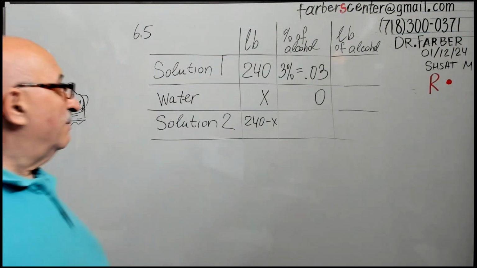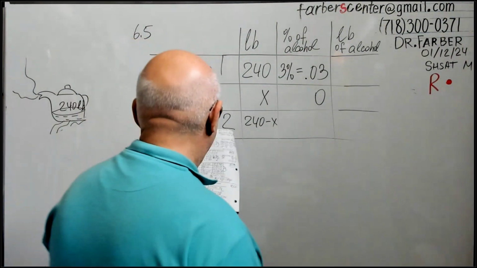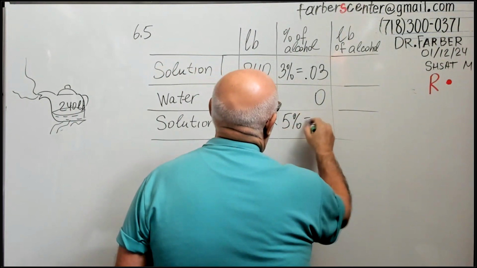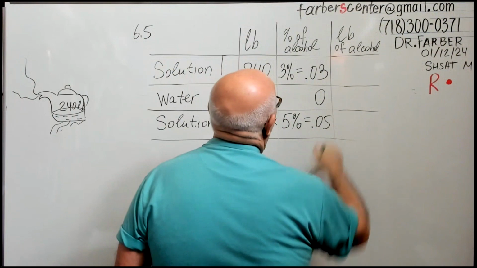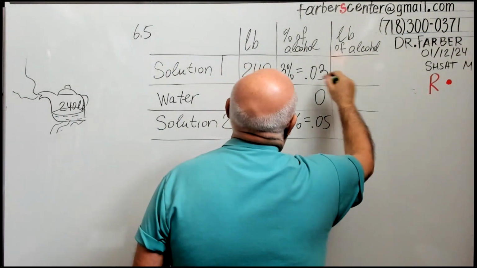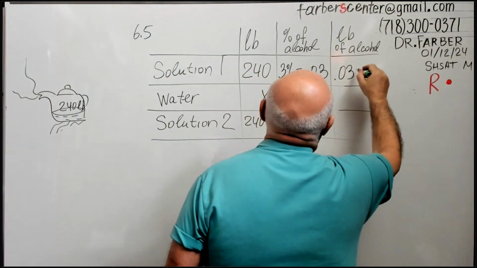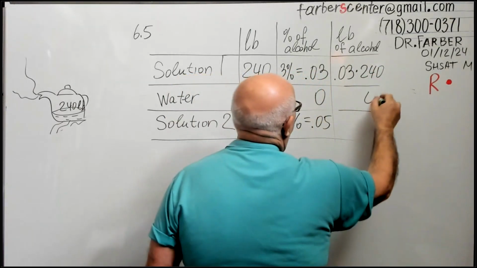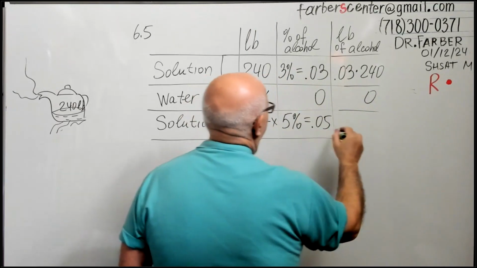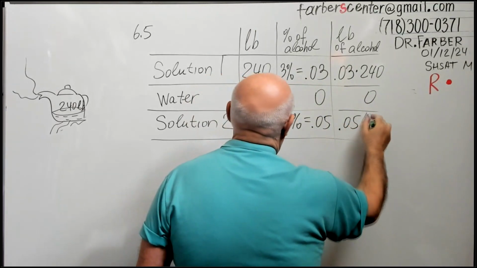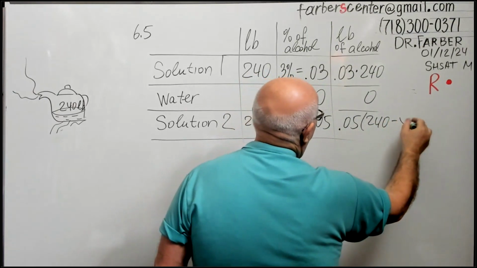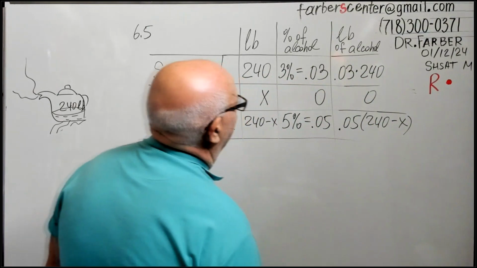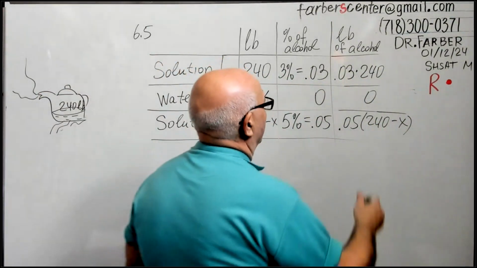Good, good, good. Now, what they said is this is supposed to be 5%, which is 0.05. How to get this? It's the product of these two: 0.03 times 240. This is 0.03 times 240 equals 0.05 times 240 minus X. The amount, not the concentration, of alcohol before and after is supposed to be the same.